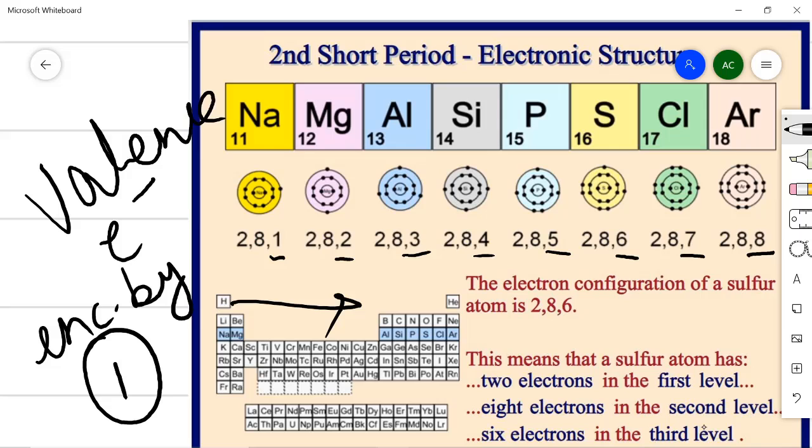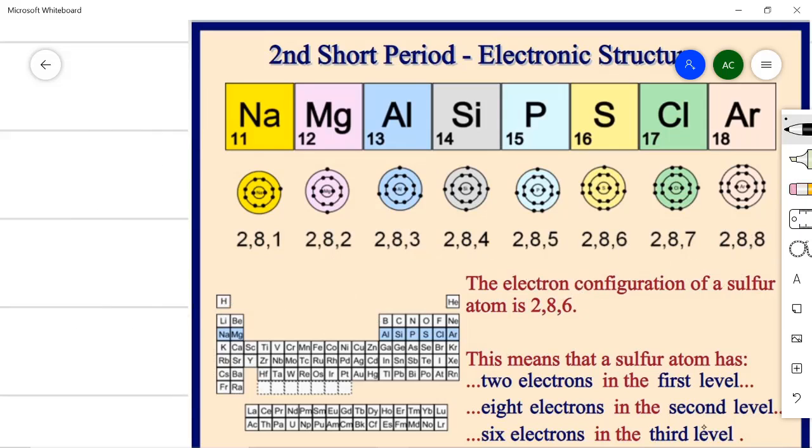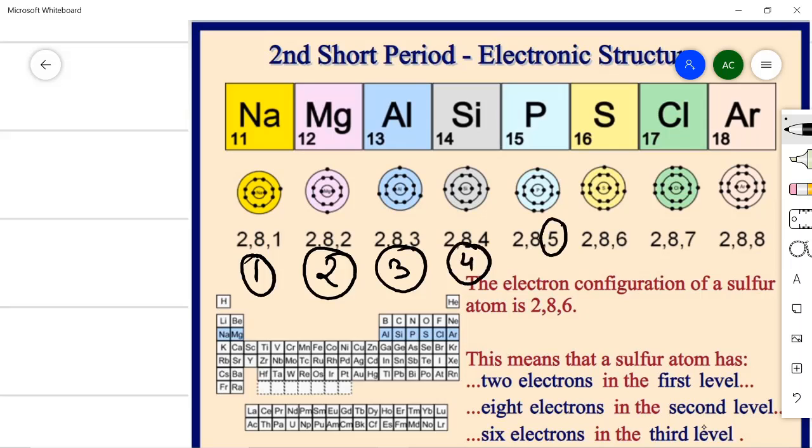Okay, what happens to the valency? Let's check. Here the valency would be 1 because it has got 1 electron in the outermost shell, and it will donate 1. It has 2 electrons, so it will donate 2 electrons and the valency is 2. Donate 3 electrons, valency 3. 4 electrons, it will form valency 4. But when it has 5 electrons in the outermost shell, it will take 3 and thus the valency becomes 3. Here 6, so it will take 2, so valency 2. It will take 1, so valency 1, and here it will take nothing, so valency 0.